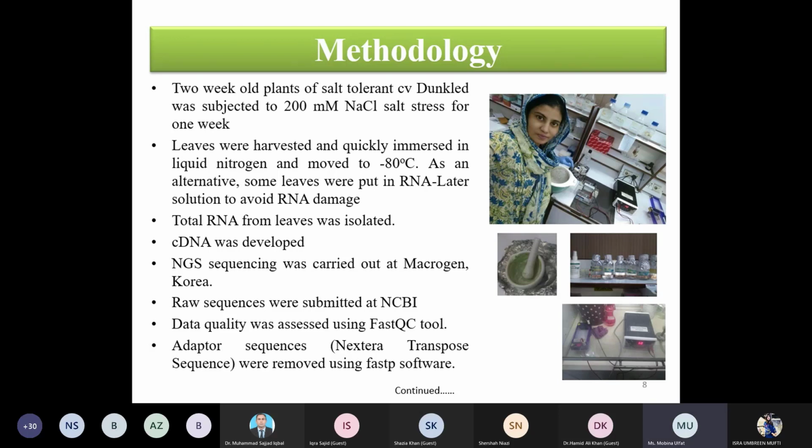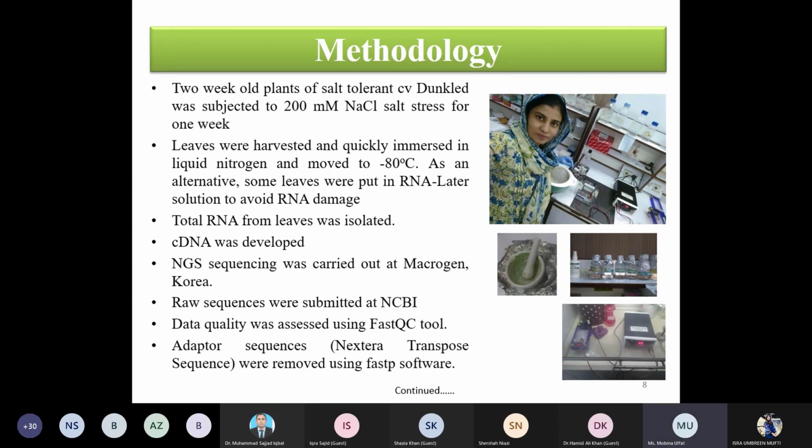For the purpose, we have gone through this methodology. We grew the Dunkeld variety on 200 millimolar sodium chloride stress with other nutrients available to plants, and 2-week-old plants were further used for analysis. Leaves were harvested and quickly immersed in liquid nitrogen and moved to minus 80 degrees centigrade. As an alternative, some leaves were put in RNAlater solution to avoid RNA damage. Total RNA from the leaves was isolated, cDNA was developed, and then next generation sequencing was carried out at Macrogen in Korea.